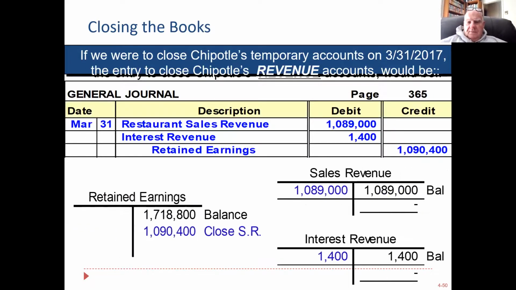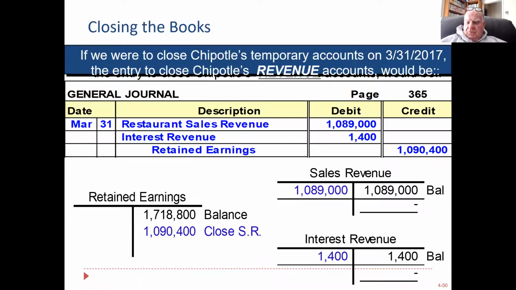Take a look at it. The revenue was 1089. We got to get rid of it. We get rid of the revenue with a debit, and we increase retained earnings with the credit. Retained earnings is part of stockholders' equity and thus has a normal credit balance. Do the same thing with the interest revenue. You debit it, and then you move it over here to the retained earnings, okay?